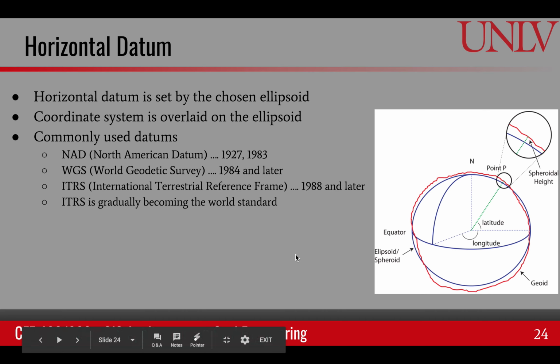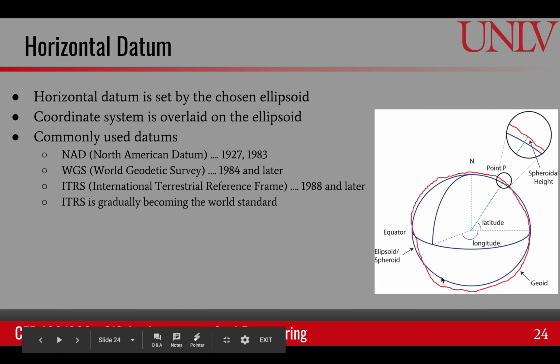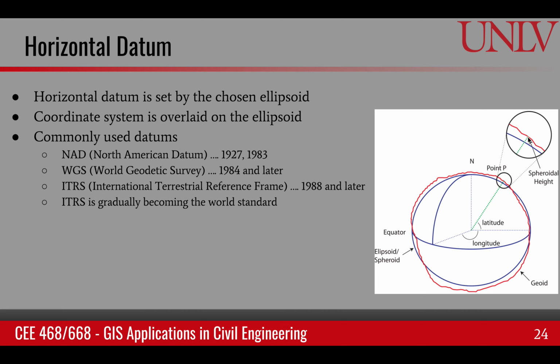If we look at the horizontal datum, you can think of it this way: the red line is our real Earth surface, and the blue line is the ellipsoid that we have fit to it. If we are interested in knowing the location of this point on the red line, then this blue surface acts as our coordinate system, and whatever its projection is on that coordinate system, that is the longitude and latitude of that red point. That's the purpose of our horizontal datum: to help us locate points on the real surface of the Earth.